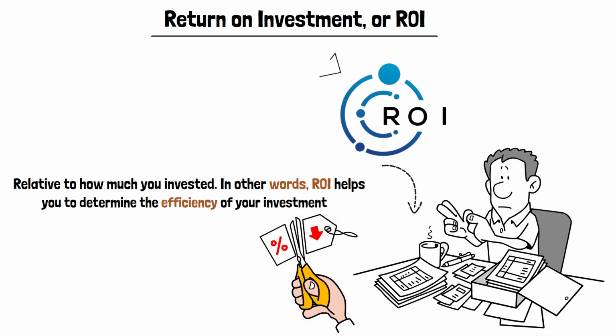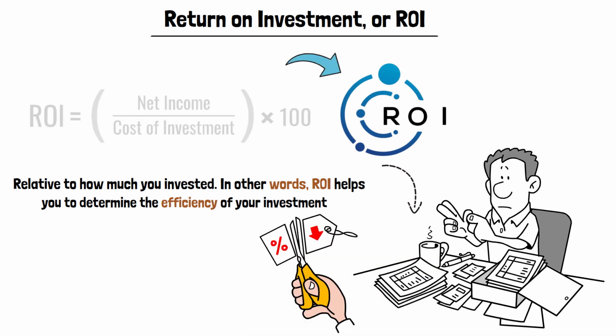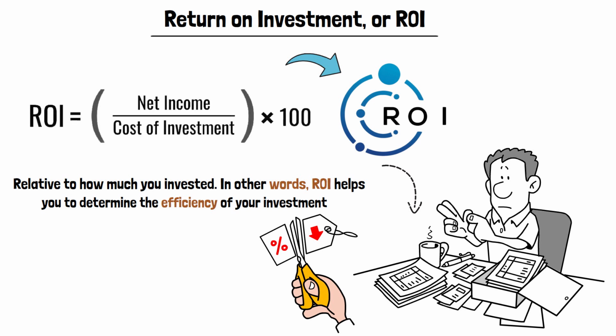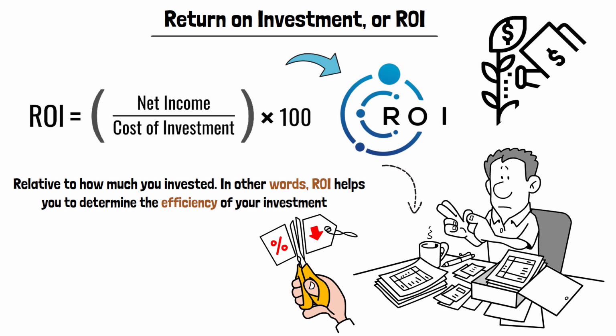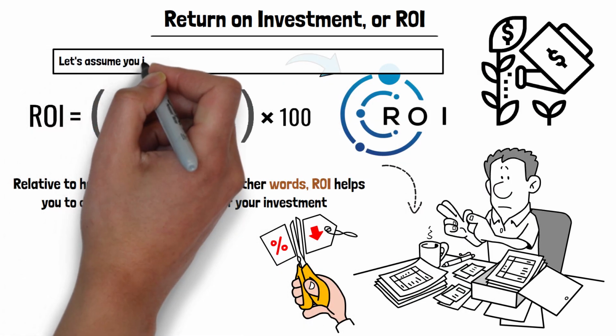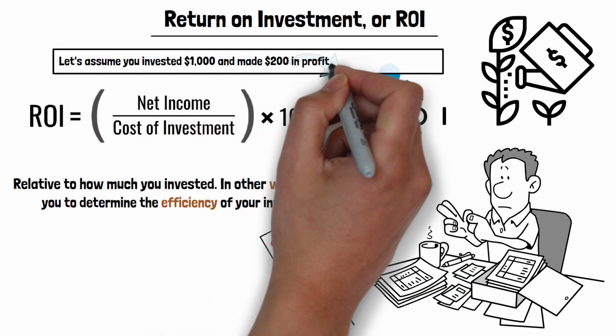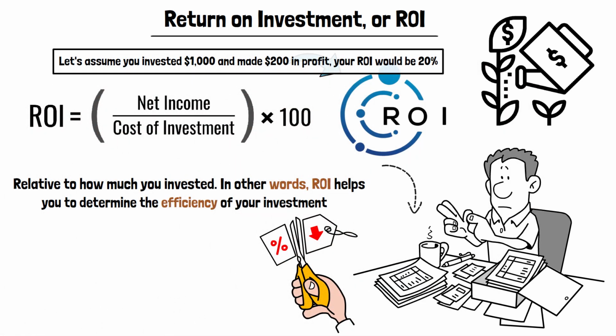To calculate ROI, you divide the net income from an investment by the original cost of the investment, then you multiply the result by 100. Here is the formula. This method has remained fundamental in assessing how profitable traditional investments are. Let's assume you invested $1,000 and made $200 in profit. Your ROI would be 20%.